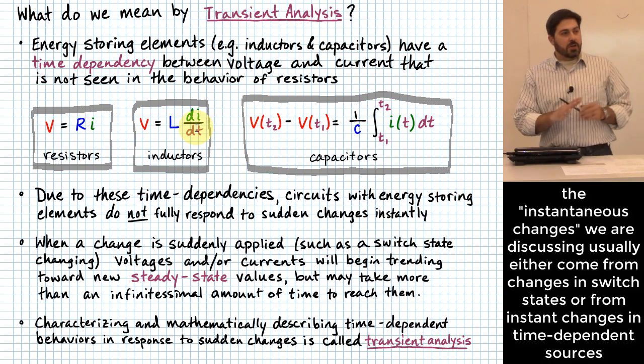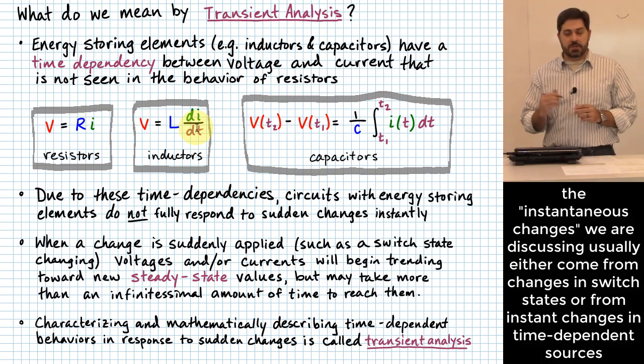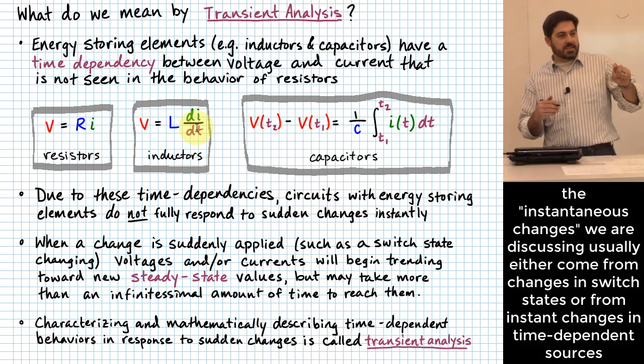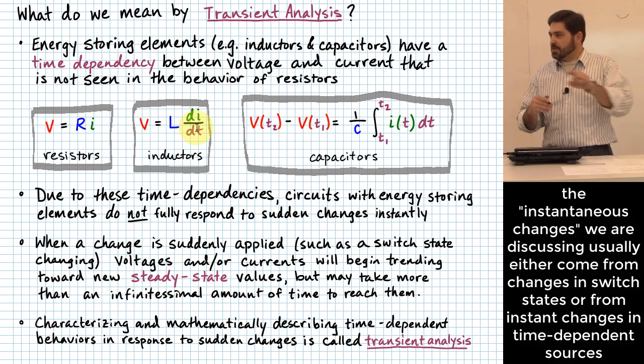There's another category as well that I don't think we have as many examples of in your homework and such, but you can also set up a time-dependent source. You can set up a time-dependent source so that it, let's say, starts off at 0 volts. Let's say it's a voltage source. It starts out at 0 volts.